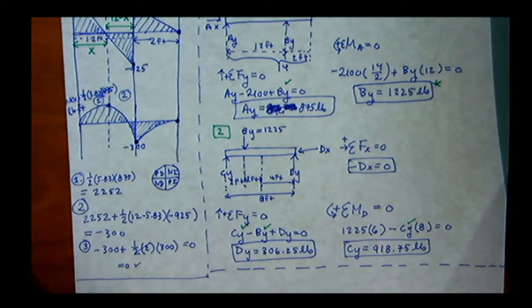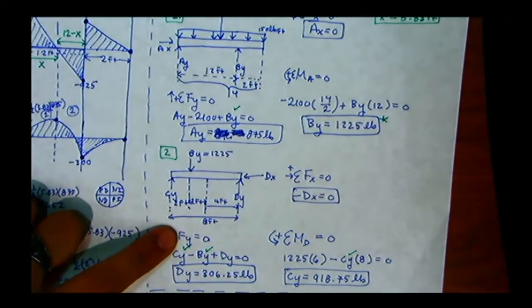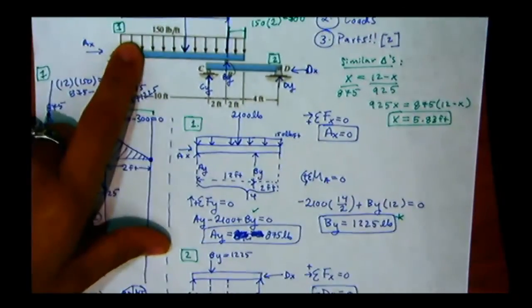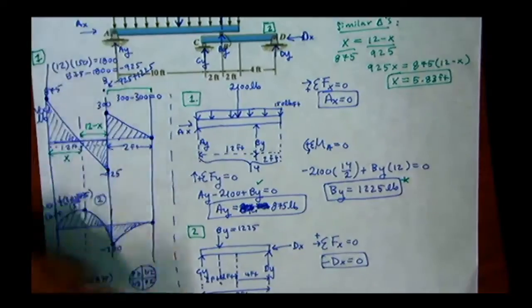More paper. All right, our second part, because we have two segments. Second part's a lot easier because we don't have a distributed load, right?